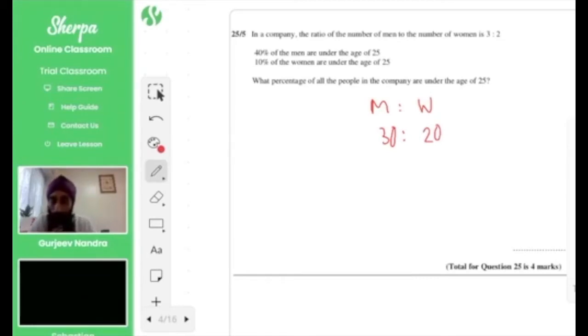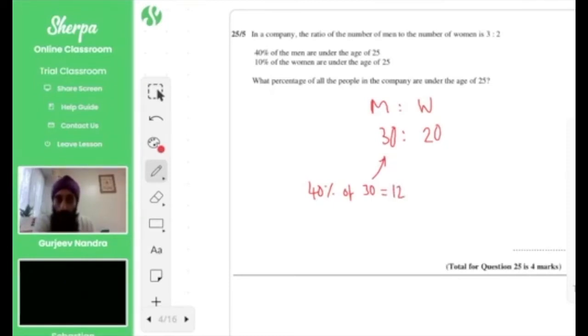Because our next step would be to work out 40% of the men, so 40% of 30, rather than working out 40% of 3, which would be a decimal. The idea behind that is to make the calculation a lot easier. You could have written 300 to 200 if you want. It would not make a difference to our final answer, it would just make the numbers a little bit bigger to deal with. Anyway, 40% of 30: well, 10% is 3, so 40% must be 12. 4 times 3 is 12.